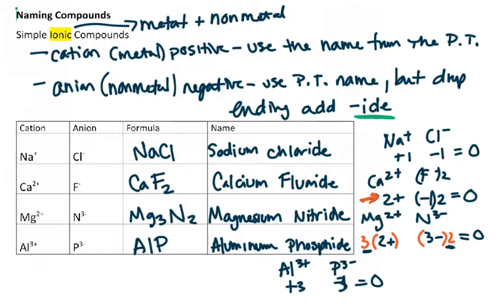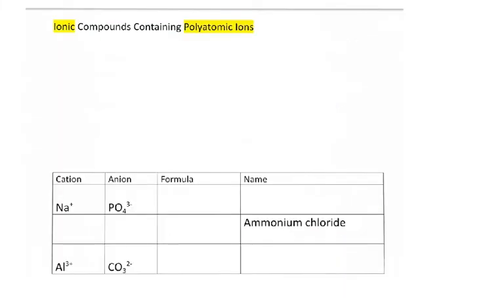So that's simple ionic compounds. We call it simple because these were all monatomic ions. There were no polyatomic ions in there. But you will have polyatomic ions, so let's go ahead and do those.